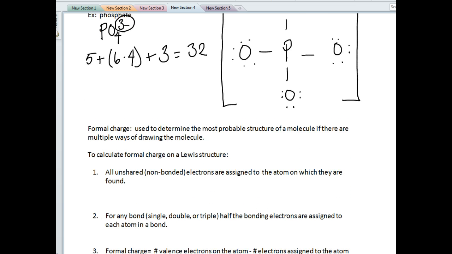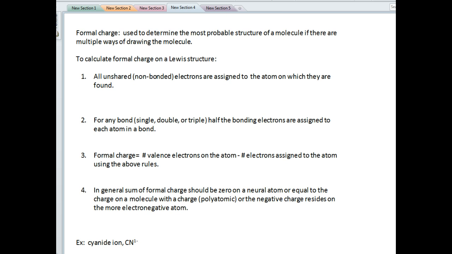Now, let's scroll down here a little bit and make sure we get these rules down here. So let's talk about these real quickly, because we're going to apply these.